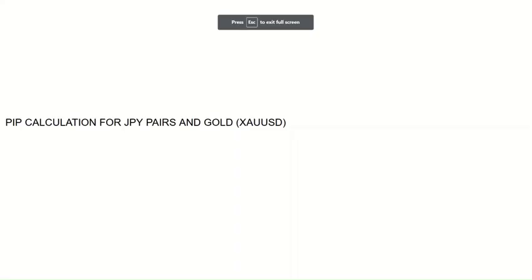Hello everyone, welcome to the next section of the Forex beginners course, which is pip calculation for JPY pairs and gold. I want to believe that all I've explained in the previous sections are well understood and well assimilated. But before I go on with the pip calculation for JPY pairs and gold, I want to buttress some points I made in the earlier sections.